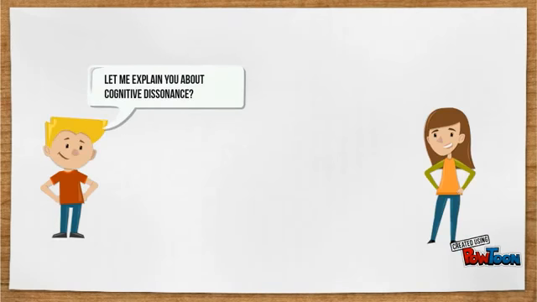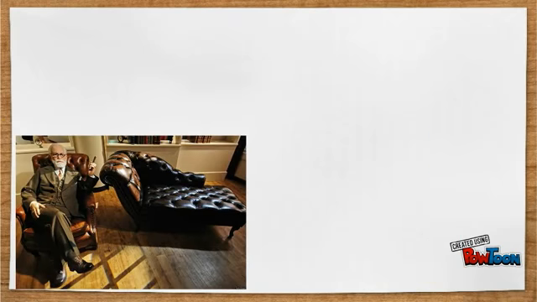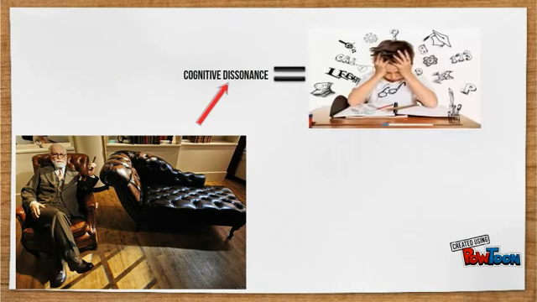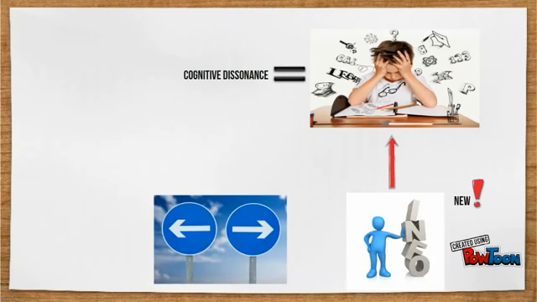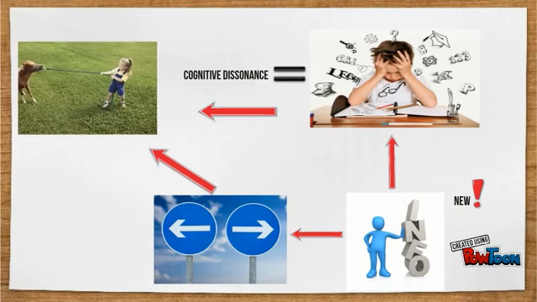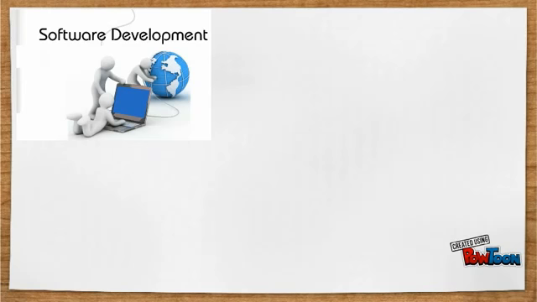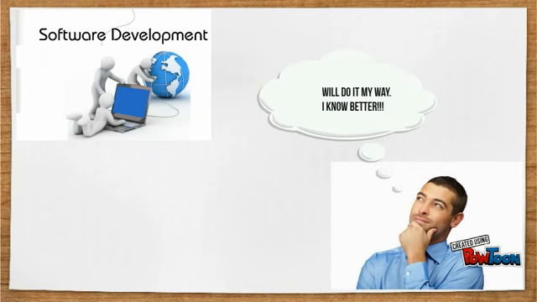Let me explain to you about cognitive dissonance. Cognitive dissonance is a concept taken from psychology, and it's the discomfort experienced by someone that receives new information that contradicts what he already believes, and as a result resists the new learning. Particularly in software development, cognitive dissonance can manifest with the software developer implementing what he believes the product should be, and not how the client wants it to be.